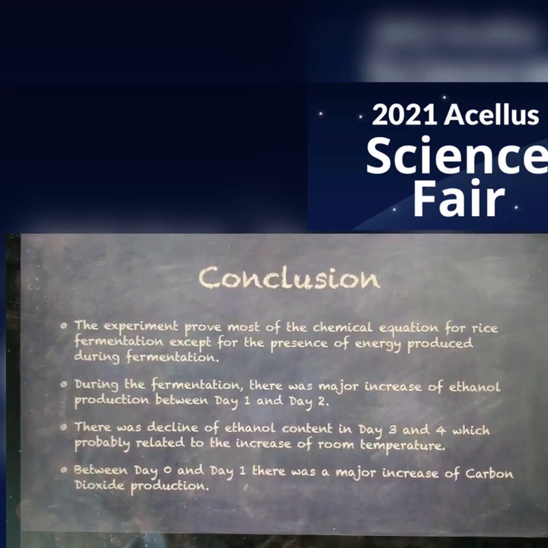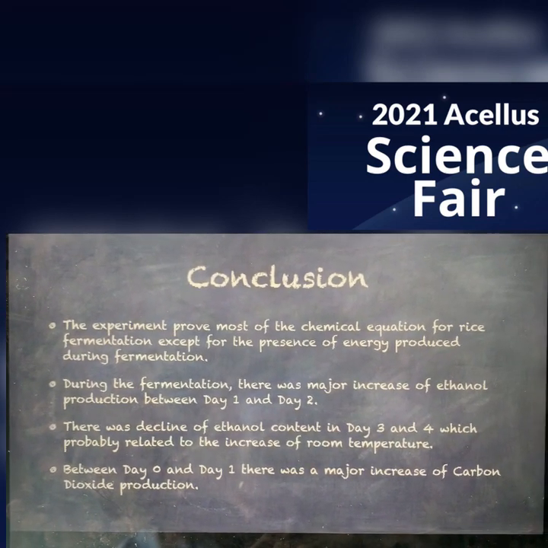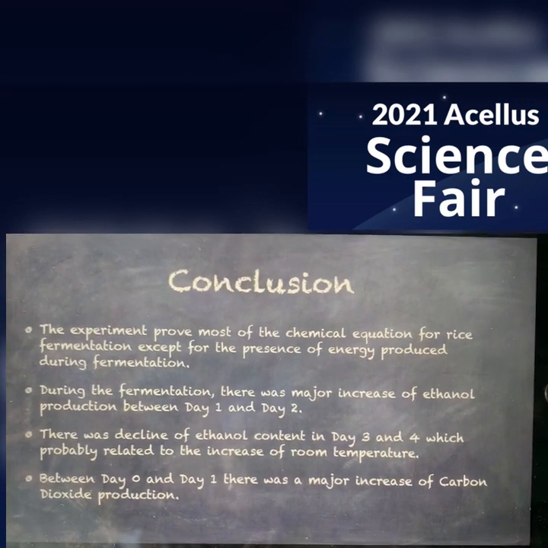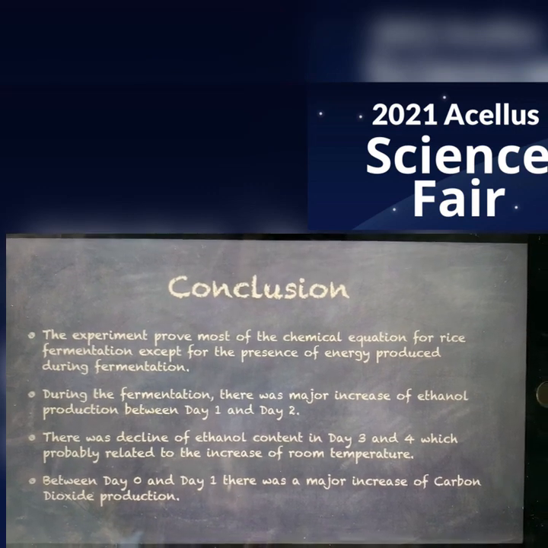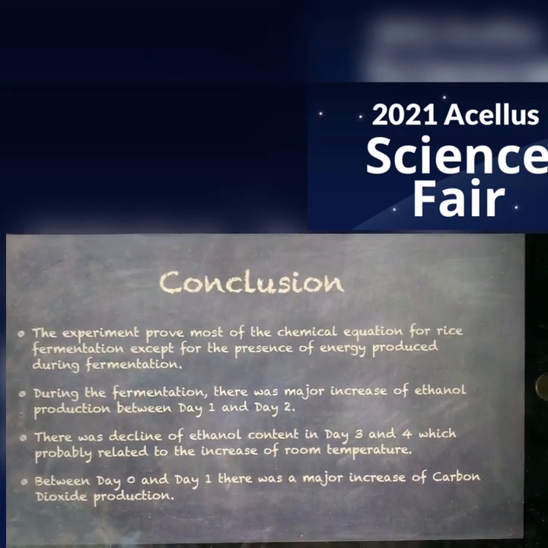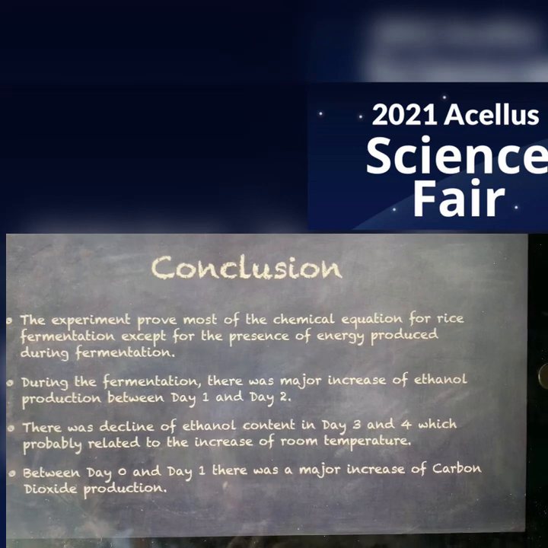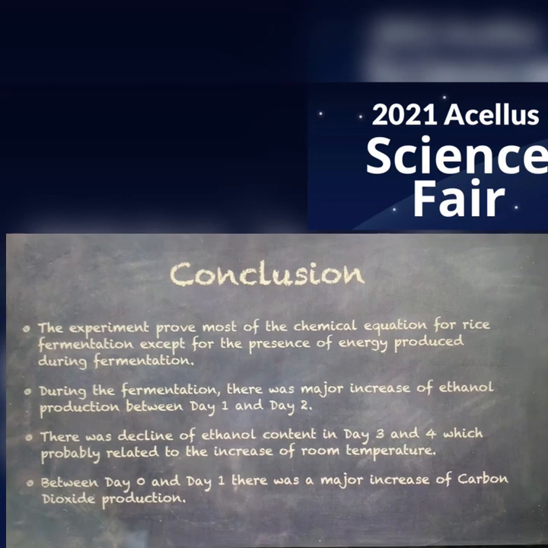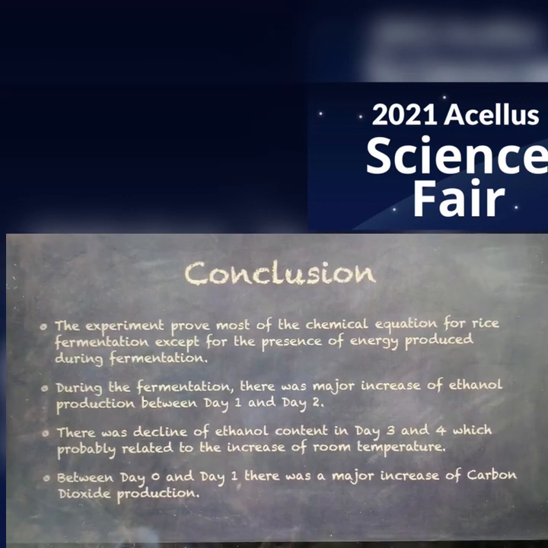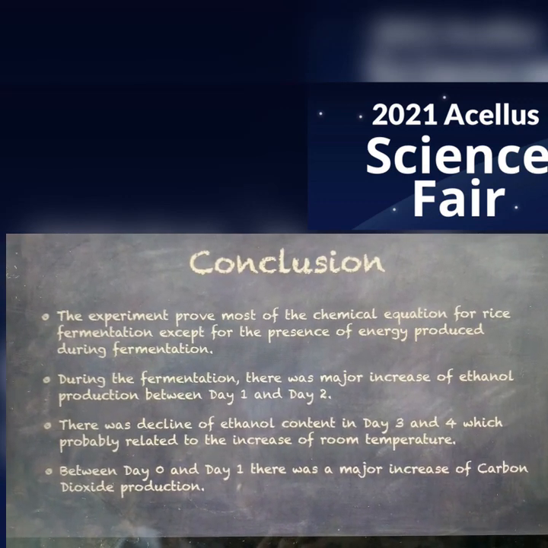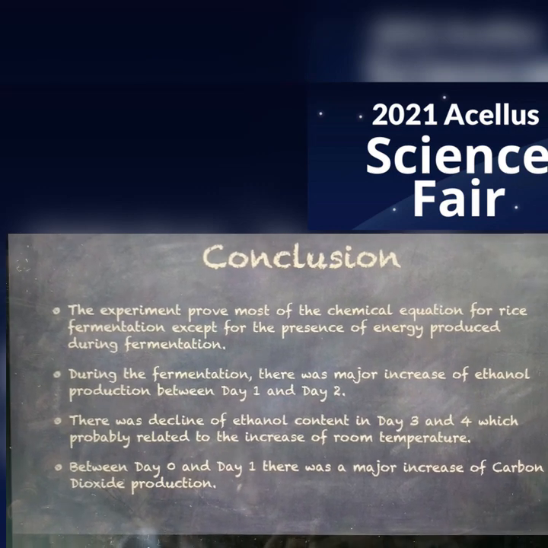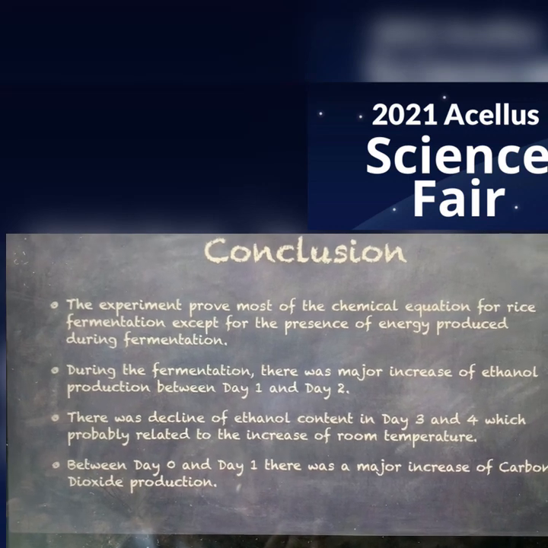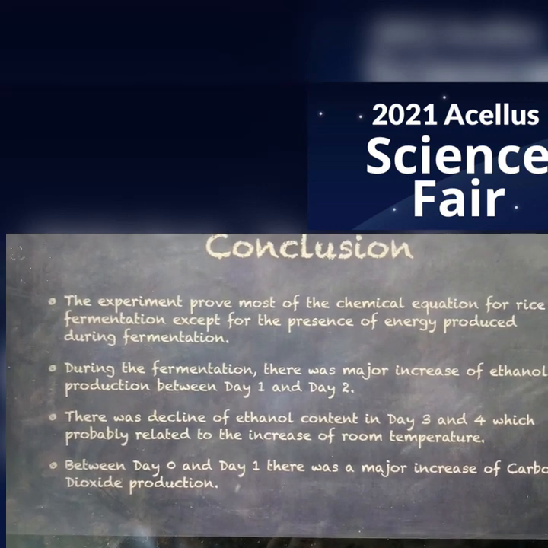Conclusion. The experiment proved most of the chemical equations for rice fermentation except for the presence of energy produced during fermentation, which I'll do maybe in the next science fair. During the fermentation, there was a major increase of ethanol production between day 1 and day 2. There was a decline of ethanol content in day 3 and day 4, which probably related to the increase of room temperature. Between day 0 and day 1, there was a major increase of carbon dioxide production.